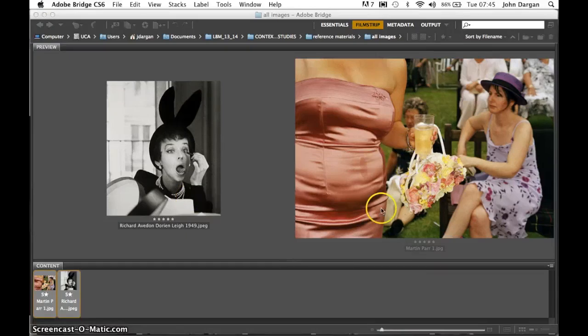This image on the right is by Martin Parr, who would be characterized as a documentary photographer.